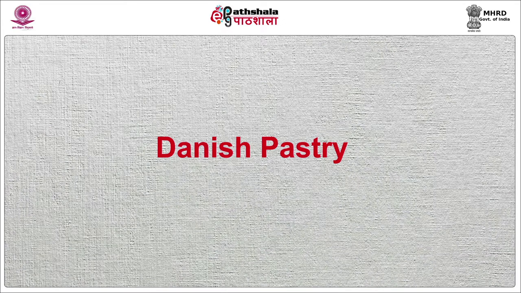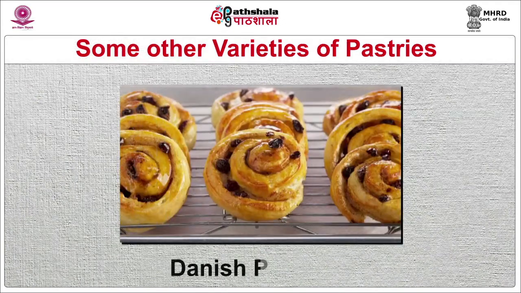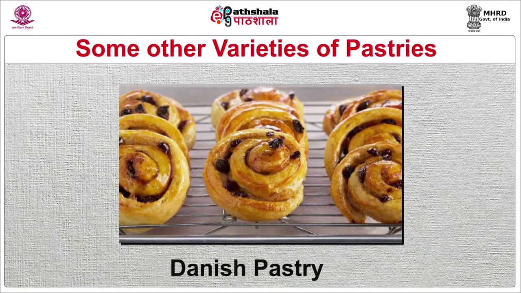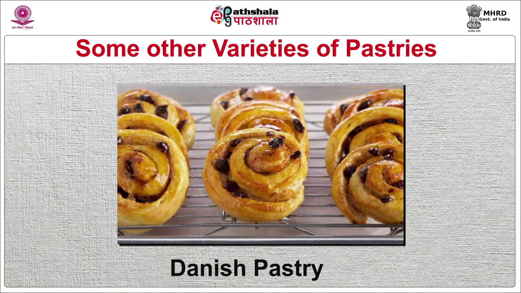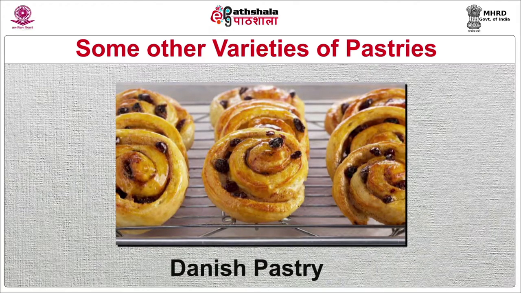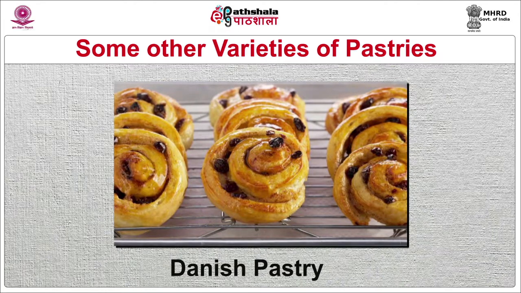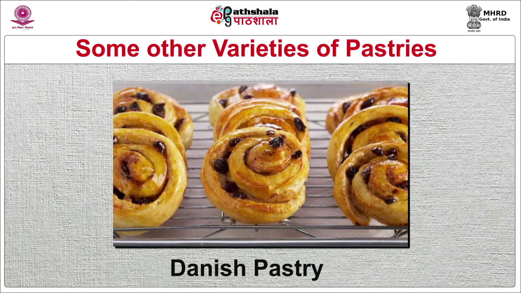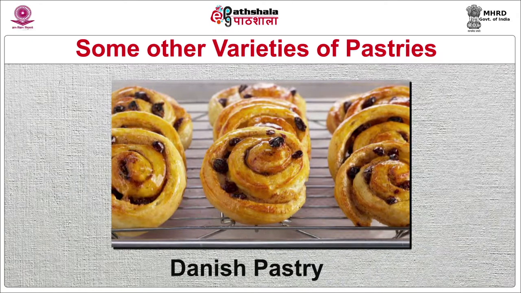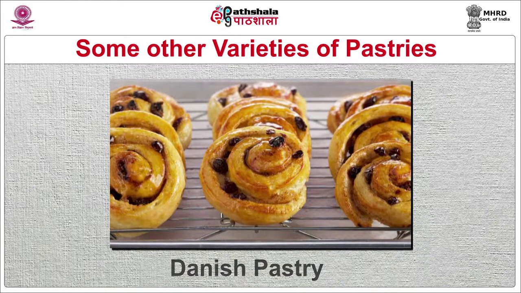Danish pastry. Danish pastry is made with flour, egg, milk, yeast and butter. It is rich, sweet, soft and crispy. This pastry is a combination of fermented dough and flaky pastry. The rolling, buttering, folding and chilling operations are repeated several times to create a fluffy, buttery and flaky dough.